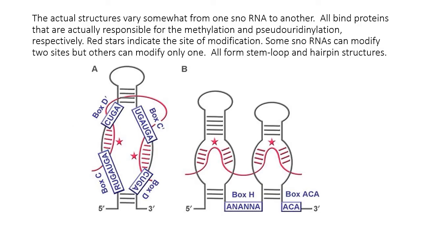So here's yet another representation of the same thing. I think it shows a little better where the actual site of modification is going to be, though. The little stars indicate the nucleotide or sugar which is going to be modified. And we can see we've got the stem loop structures, internal base pairing, and target sequences, guide sequences, which are specific to whatever the location is going to be modified.